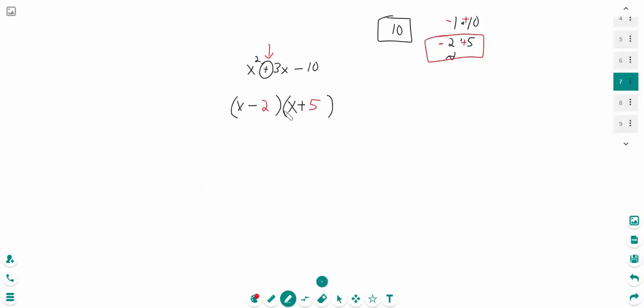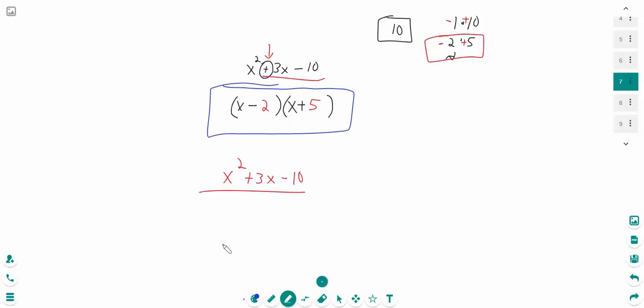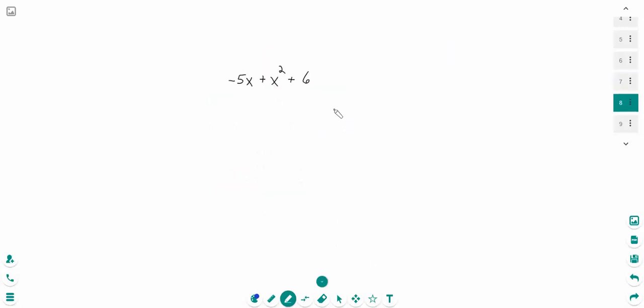Quick check. Do our FOIL. X squared. Outside term is 5x. Inside term is negative 2x. Combine those and we get 3x. And then the last terms, negative 2 times 5 is a negative 10. And bingo, that matches. So our final solution is, in fact, this product of binomials. All right? Excellent. Very good.